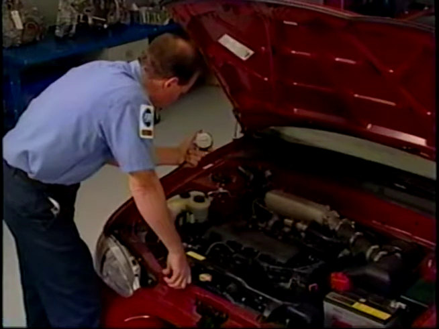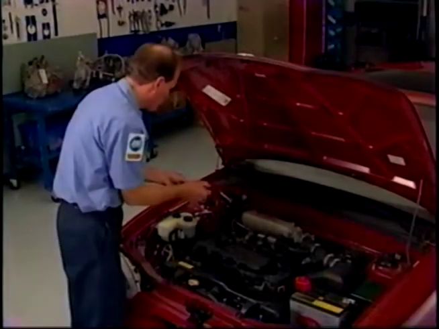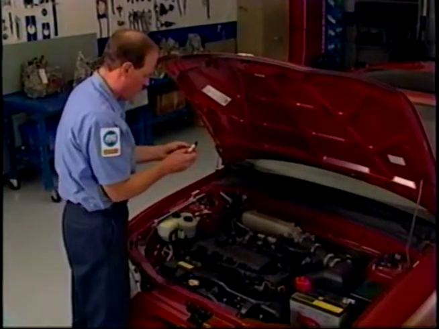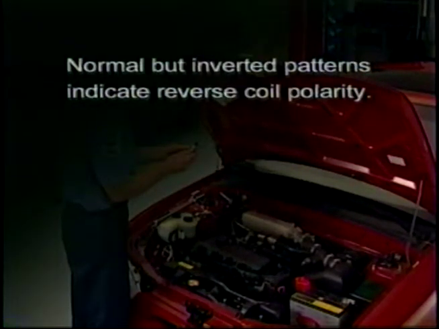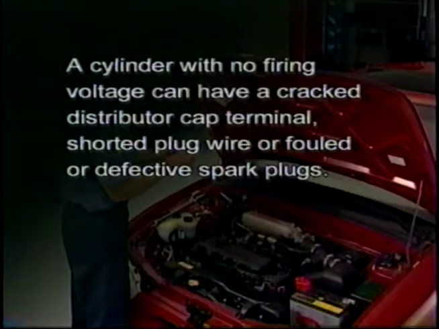Abnormally low firing voltages for all cylinders are usually caused by rich fuel mixtures, low coil output, or low engine compression. Low firing voltages that affect only one cylinder can be caused by an arcing ignition cable or coil, or by a fouled spark plug. Normal but inverted patterns indicate reversed coil polarity. A cylinder with no firing voltage can have a cracked distributor cap terminal, shorted plug wire, or fouled or defective spark plugs.